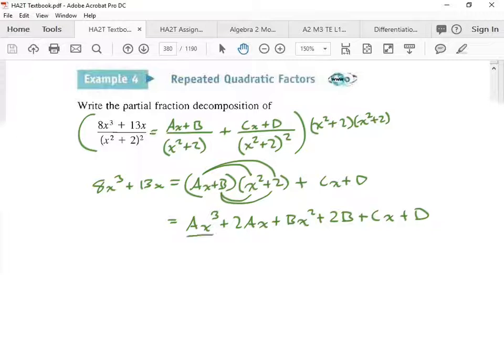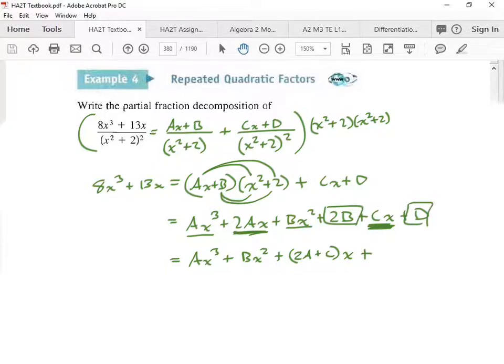All right, do we have another x to the third term? No. Okay, so I'm just going to write ax to the third right here. Do I have another x squared term? Nope, we just have a b, so it's bx squared. Do I have another x term? Right there. So how do I write that? 2a plus c times x. And then we have our constant term. Here's our constant right there and right there. So 2b plus d.